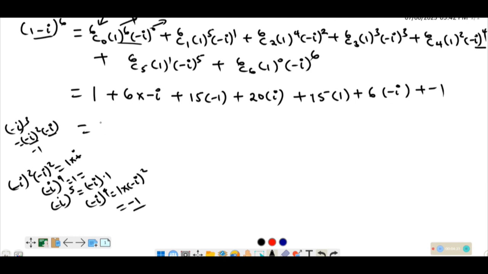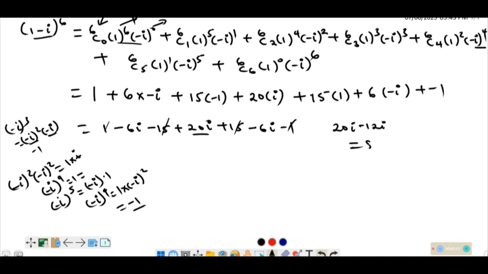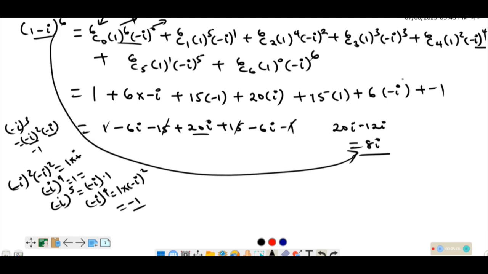So this will give us 1 minus 6i minus 15 plus 20i plus 15 minus 6i minus 1. So this 1 and this negative 1 will cancel out. Negative 15 and positive 15 go out. Then we remain with 20i minus 12i. So 20i minus 12i will give us 8i. So the expansion of this will be giving us 8i.